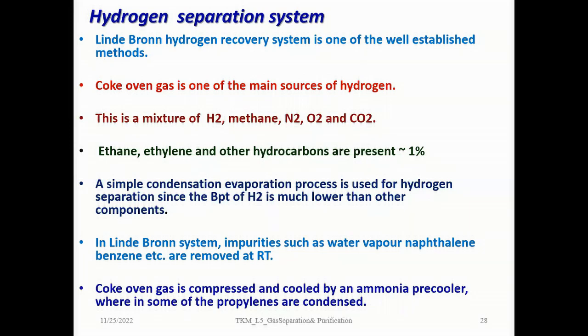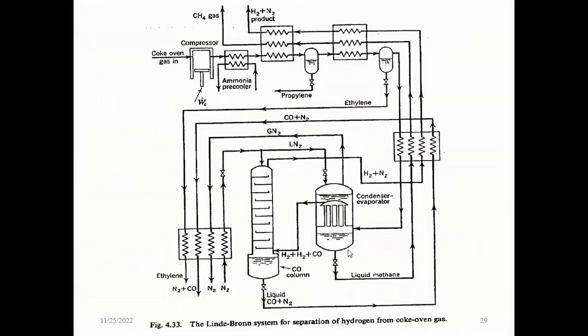A simple condensation-evaporation process is used for hydrogen separation, since the boiling point of hydrogen is much lower than that of other components. In a Linde-Braun system, impurities such as water vapor, naphthalene, benzene, etc. are removed at room temperature. Coke oven gas is compressed and cooled by an ammonia pre-cooler, where some of the propylenes are also condensed.